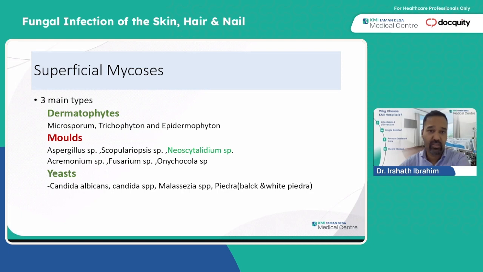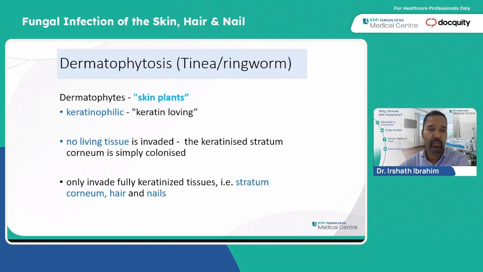So dermatophytosis, or tinea or ringworm. Now, dermatophytes, loosely translated from Greek, derma means skin, phyton means plants. They are keratin loving, meaning that they will infiltrate the keratin layer, keratinophilic. So no living tissue is invaded, since only the keratinized stratum corneum is colonized. There's no living tissue here. So it only invades fully keratinized tissue. This is the skin, the hair, and the nails.